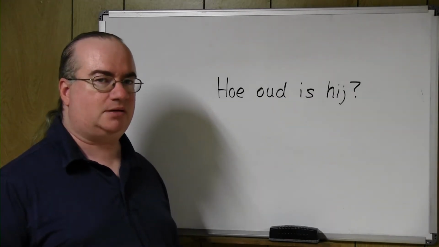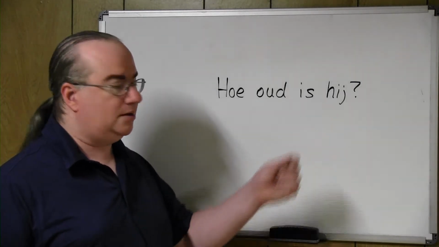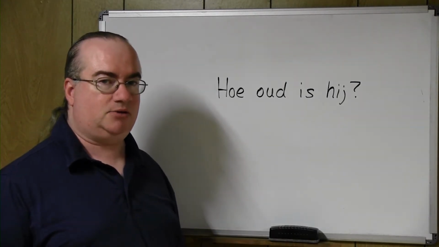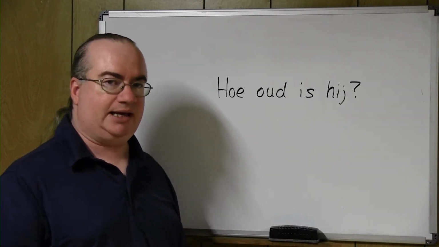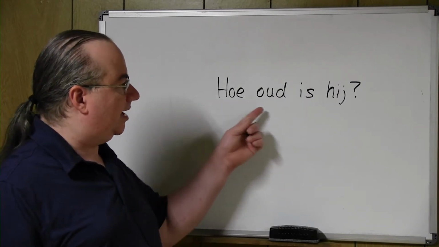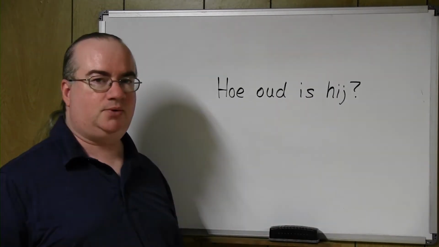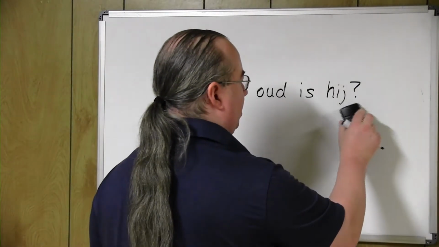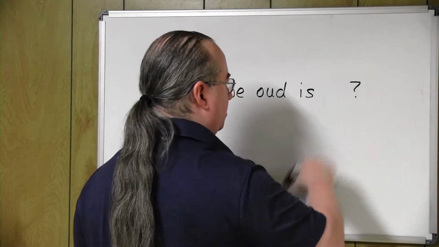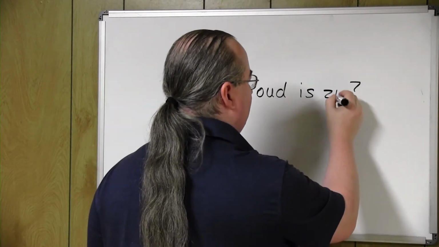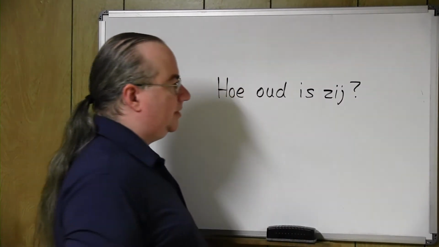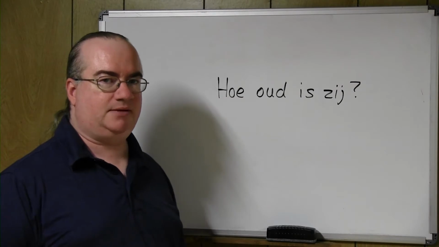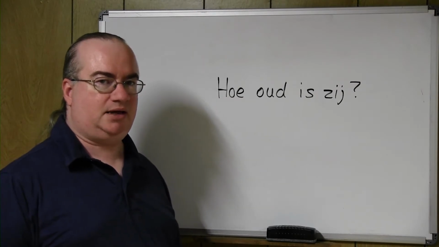Remember before we talked about the word hij, meaning he. So if you wanted to ask, how old is he? You would say, hoe oud is hij? The same thing with she. We just changed this to zij. And now it's, how old is she? Hoe oud is zij?